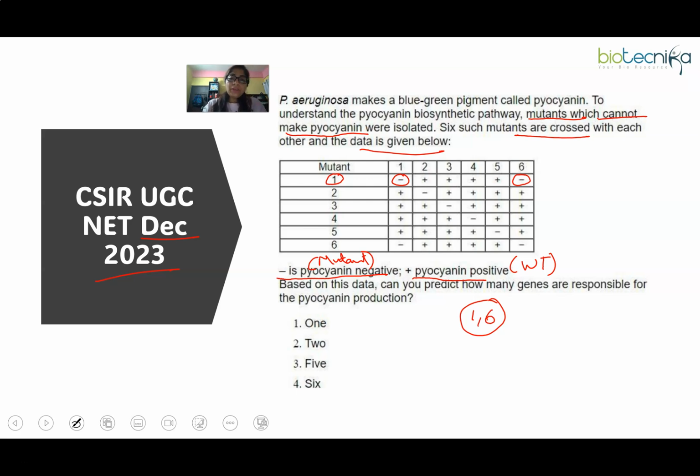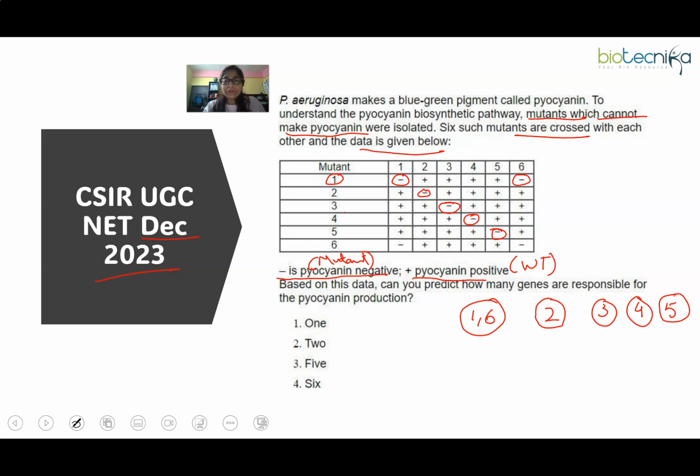Now moving on with 2. Now 2 is not complementing only itself. It is complementing all others. That means mutation 2 is in a separate group compared to all other mutants. Same with mutant 3, mutant 4, and mutant 5. They are not complementing only themselves, and they are complementing all other mutations. Whatever mutations they are complementing means they are different from them, and so they are each in a separate gene.